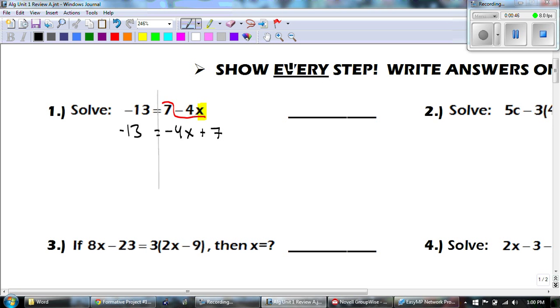Okay? So now I can see the way to get rid of it is I have to subtract 7 to both sides. Negative 13 minus 7 is negative 20, and that equals negative 4x. And to solve, we divide by negative 4 to get the x by itself. Remember that a negative divided by a negative is a positive. So we get that x equals 5.